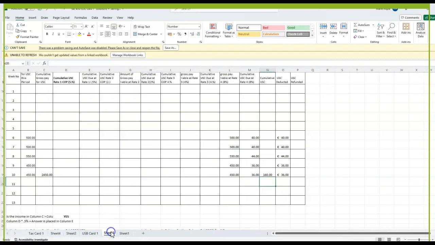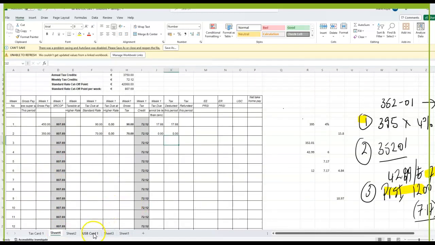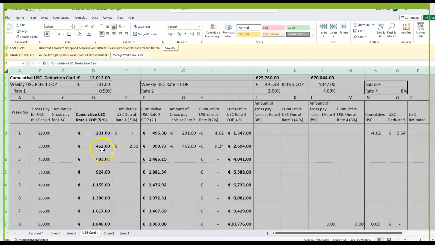For USC, again, is there a difference with the USC section? Yes, there is. We take a USC card, and it is €231 every single week on the first cut-off. It is €495.38 every week on the second cut-off, and it's €1347 every week on the third cut-off. And again, there is no refund of taxes through a week one section until the end of the tax year, or until Revenue tell you otherwise.